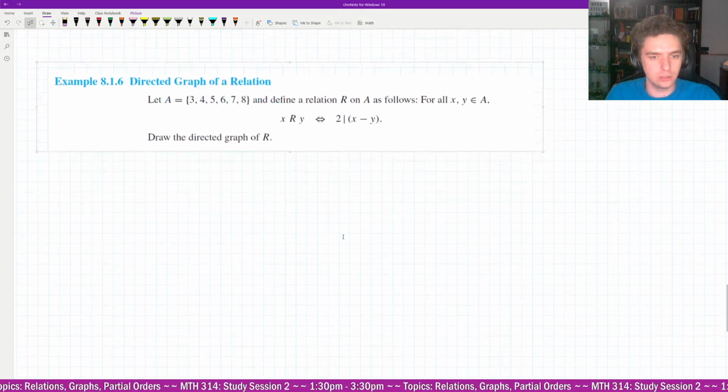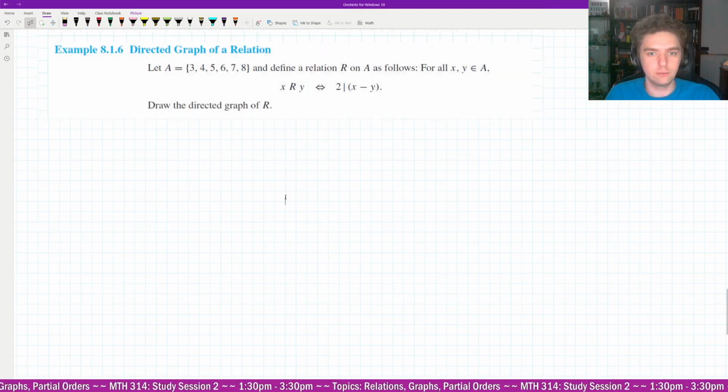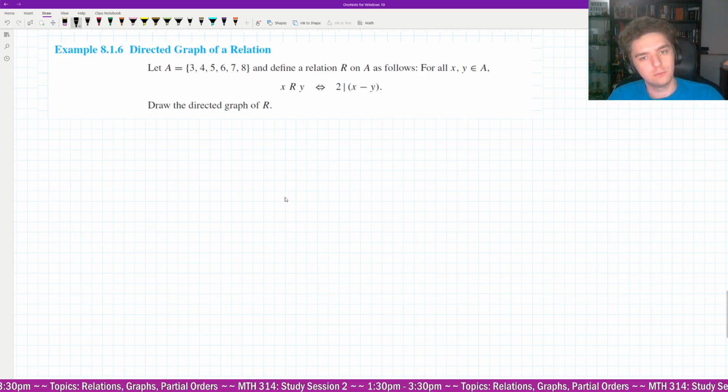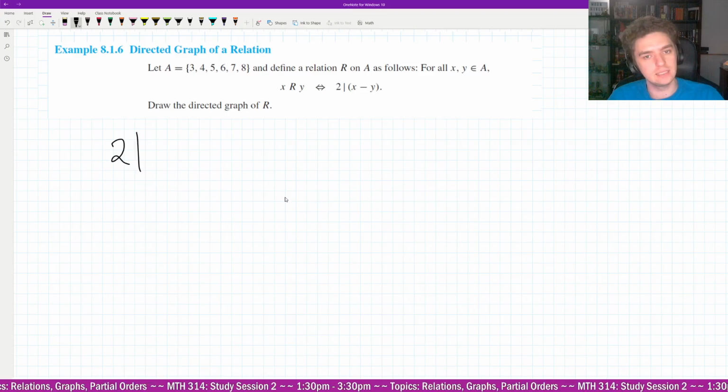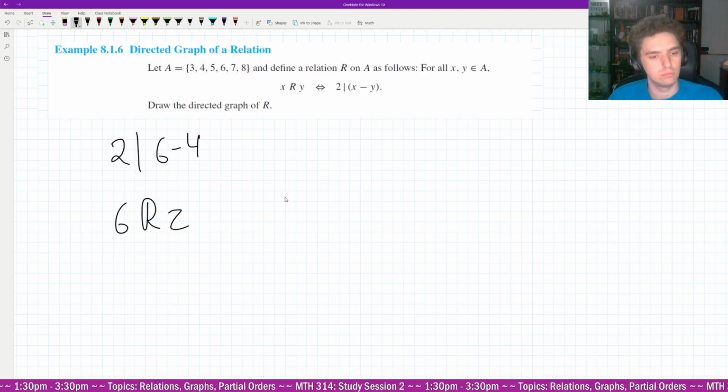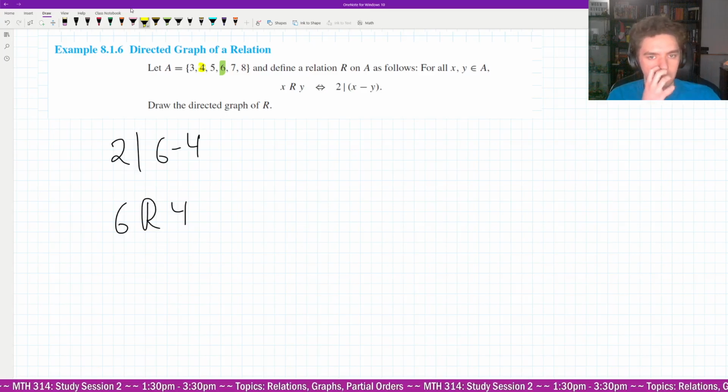So draw a directed graph for the following relation. The relation is a relation on A, which is 3, 4, 5, 6, 7, 8, and x R y if 2 divides x minus y. For example, 2 divides 2, obviously, and I can write 2 as 6 minus 4. So that means 6 is related to 4, and I can write those both there.